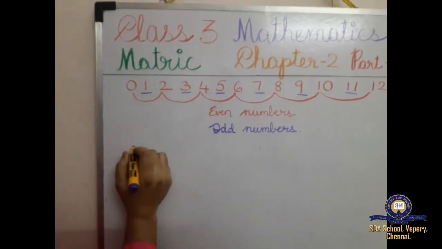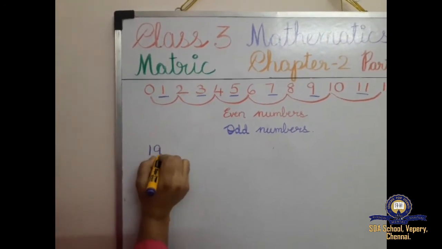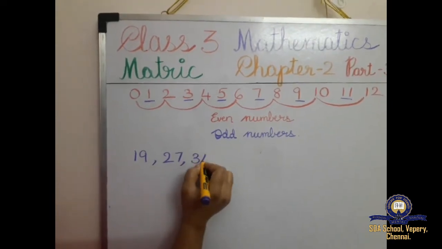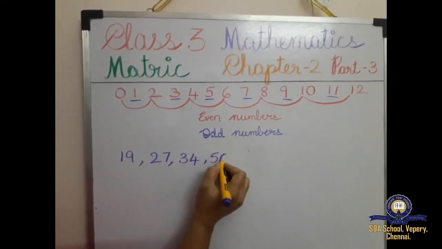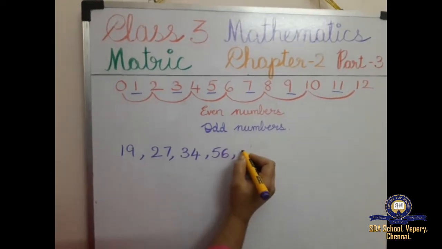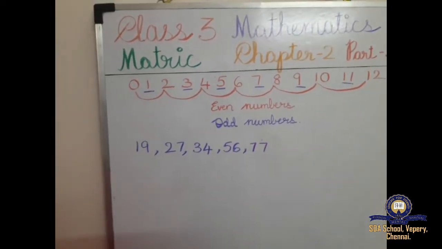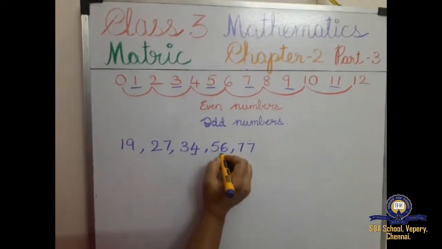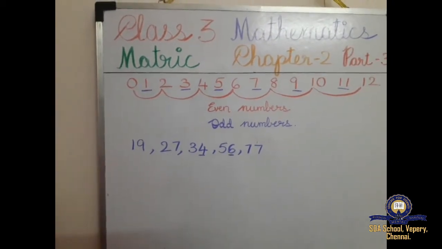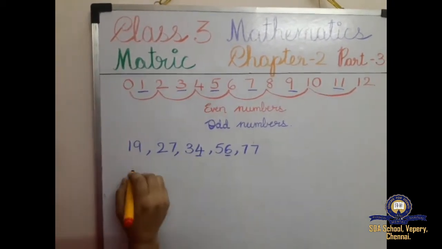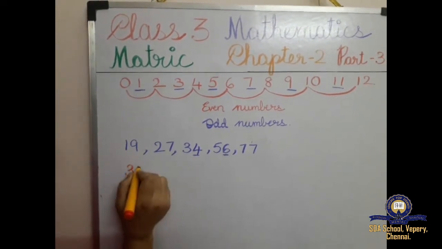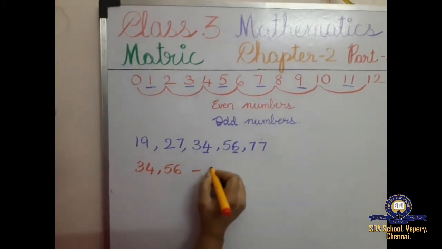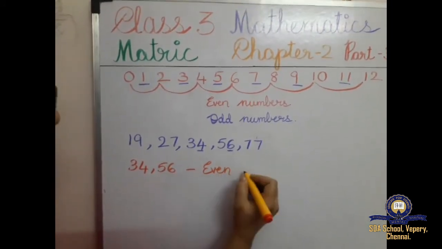So if I give double digit numbers like 19, 27, 34, 56, next 77. So what are the even numbers here? So 4 here, 6 here, right? So 4 and 6 come in even numbers. So 34 and 56 are even numbers, right?